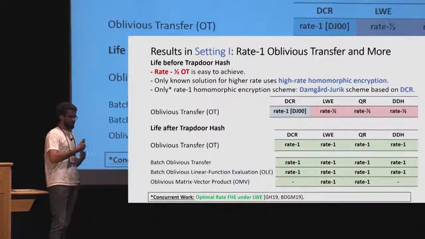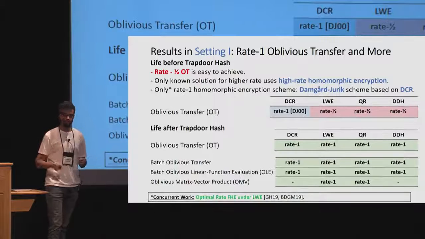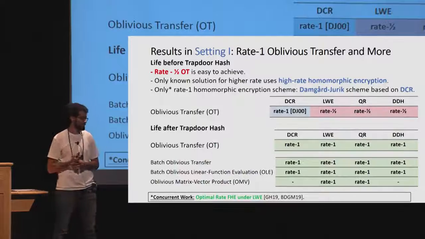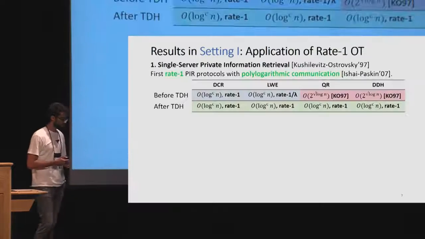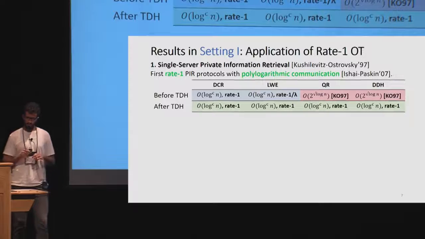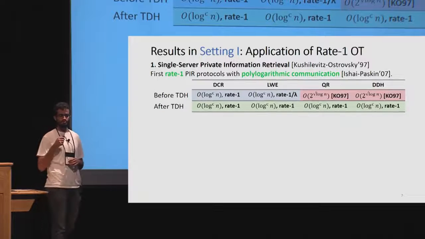Good. So we can further get protocols for more general functions, such as batch OT, batch OLE, and matrix vector product. Perfect. So besides rate 1 OT being interesting on its own, it also has lots of powerful applications.